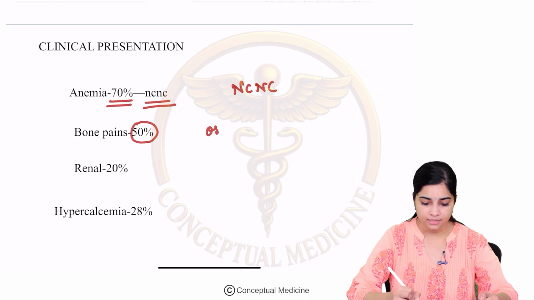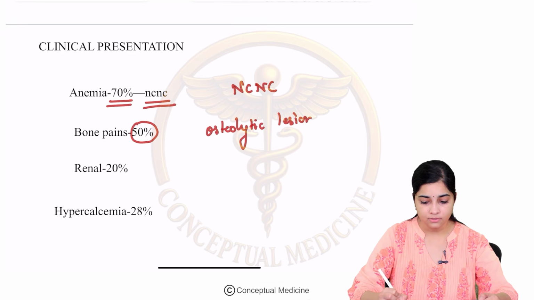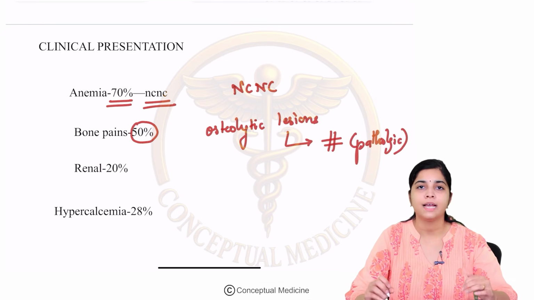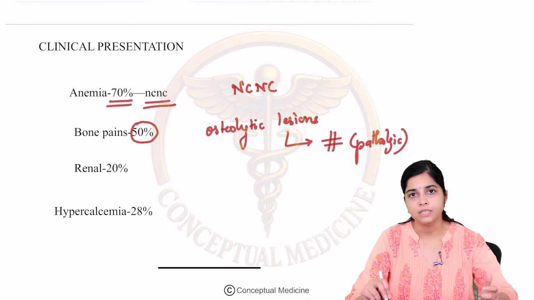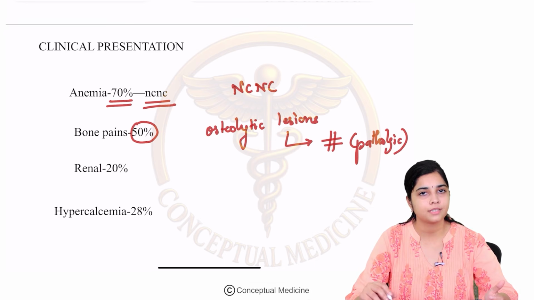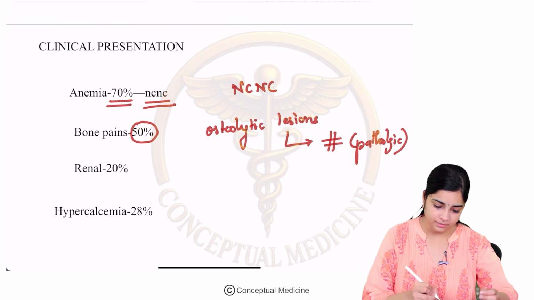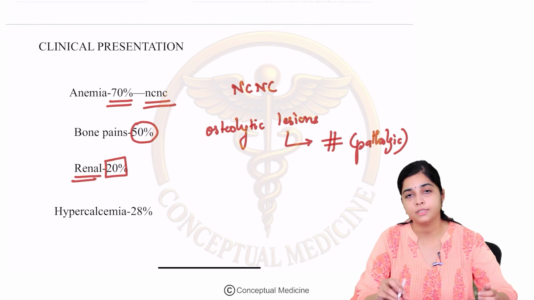So, why are there bony pains? Because there are osteolytic lesions, and these osteolytic lesions can also predispose to pathological fractures, and this causes severe bony pains. Okay, so bony pain is the second most common clinical presentation, seen in up to 50% of the individuals. Then, renal manifestations are seen in up to 20% of the individuals.